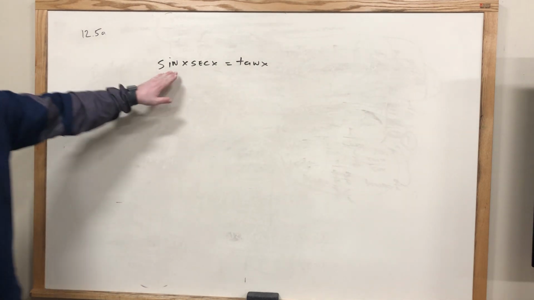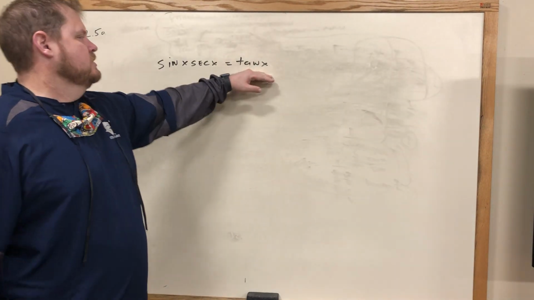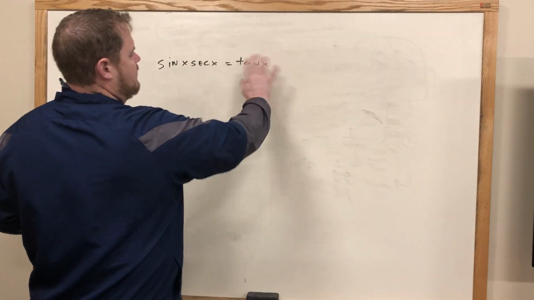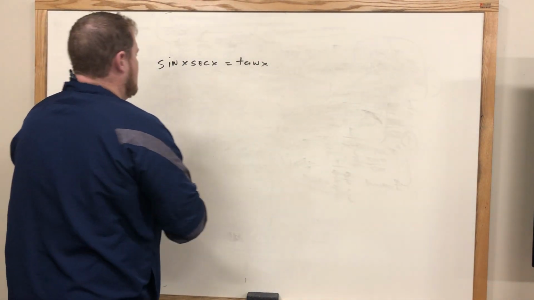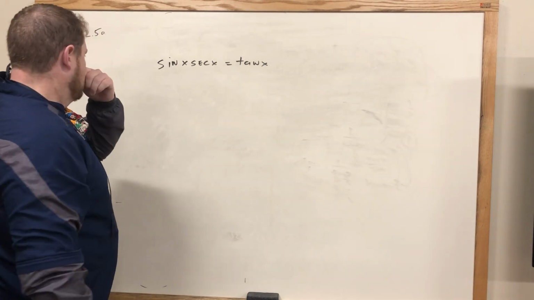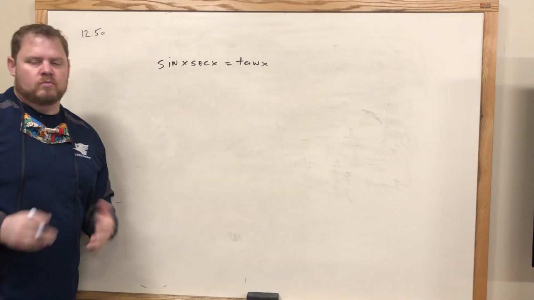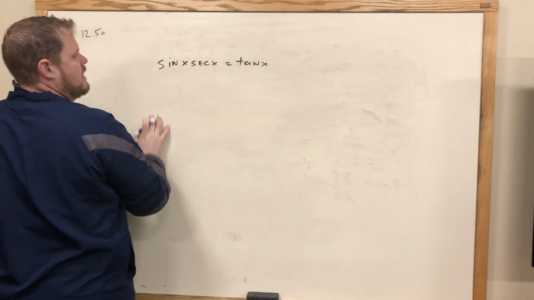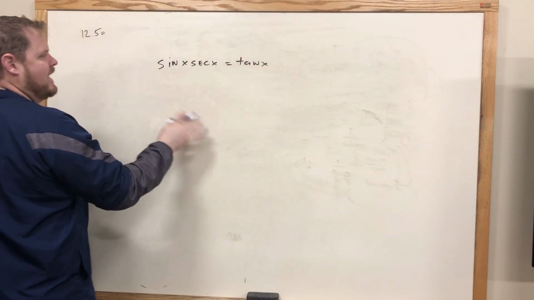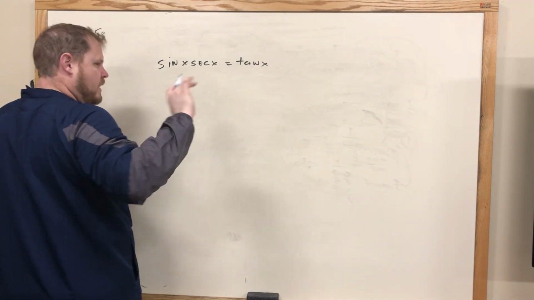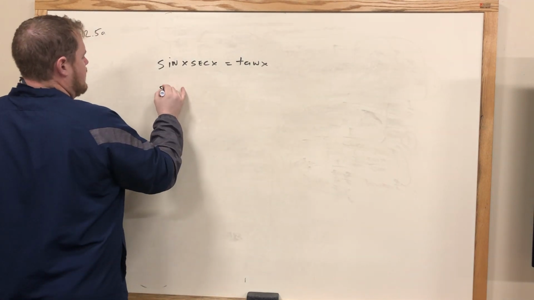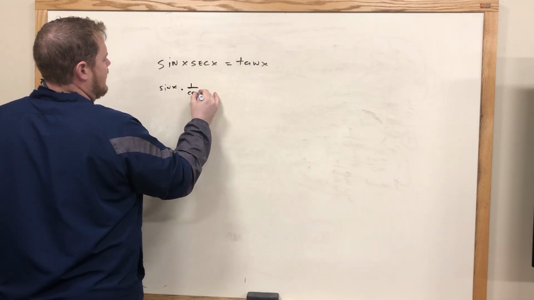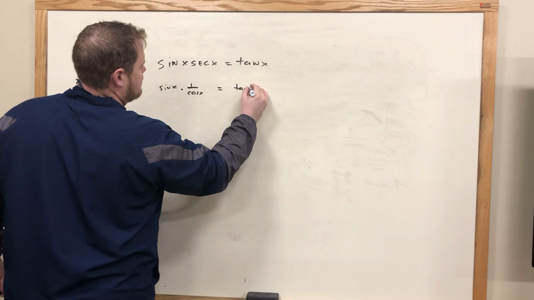So sine x secant x equals tangent x. This side is always going to stay the same. You don't do anything on this side; you just keep taking it down. This side we're going to manipulate. Sine x is what it is; we don't want to do anything with that. However, what's another way to write secant x? Very good, 1 over cosine. So sine x times 1 over cosine x equals tangent x.